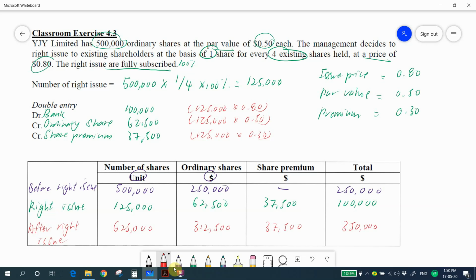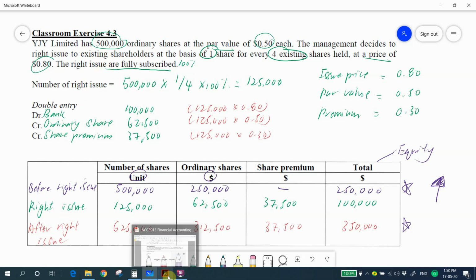From here we can see that the company equity increased from 250,000 to 350,000. So it means that the value of the company, the equity or the net worth of the company, increased after the rights issues. So this is the explanation of rights issues.